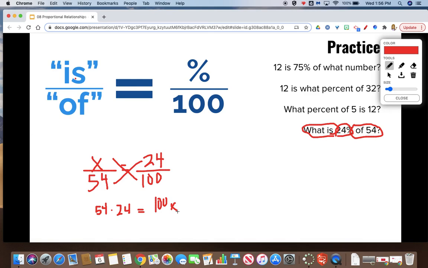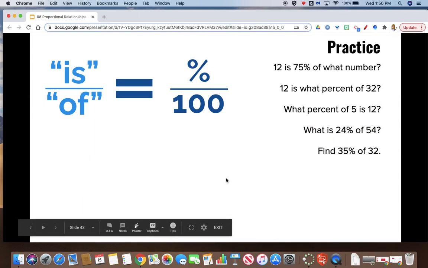I take 54 times 24 and I get 1,296, and I divide that by 100 to get 12.96. Let's see if that answer makes sense. That means 12.96 is 24% of 54. That makes sense because 24% is about a fourth of 54, and 12.96 would be about a fourth of 54.